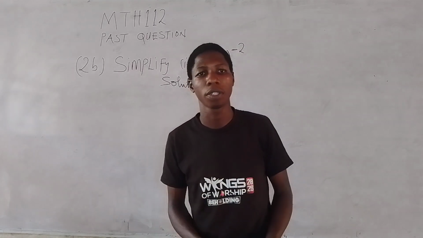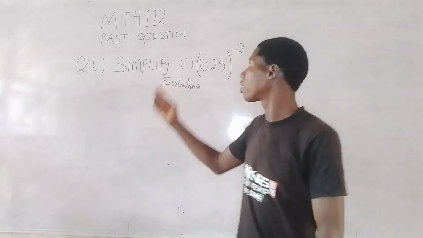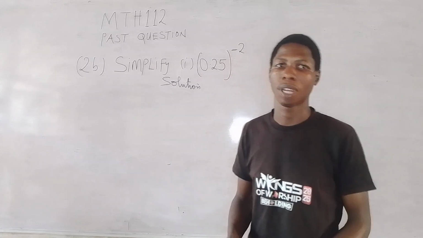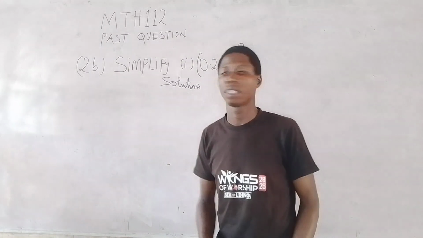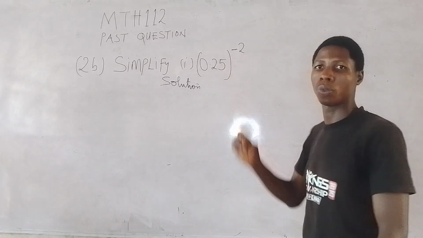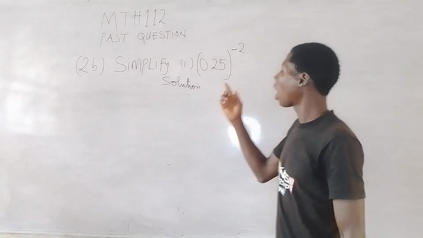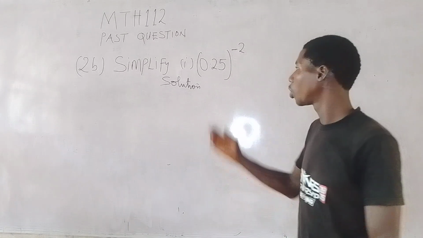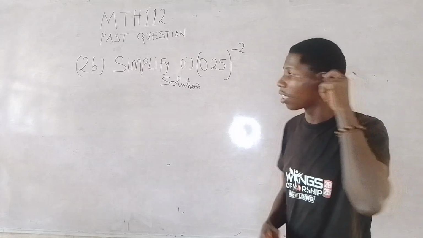Academy. Today we are going to solve past question. This is MTH 112 past question, and the question says simplify 0.25 raised to -2. How are you going to solve this question? This question is under indices.